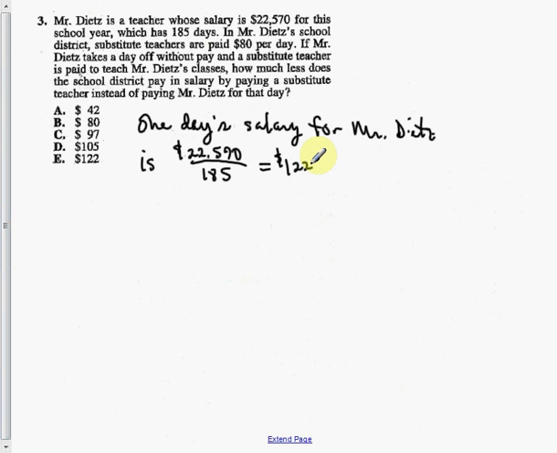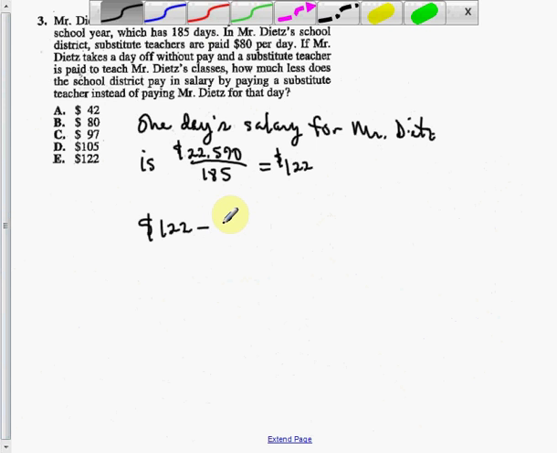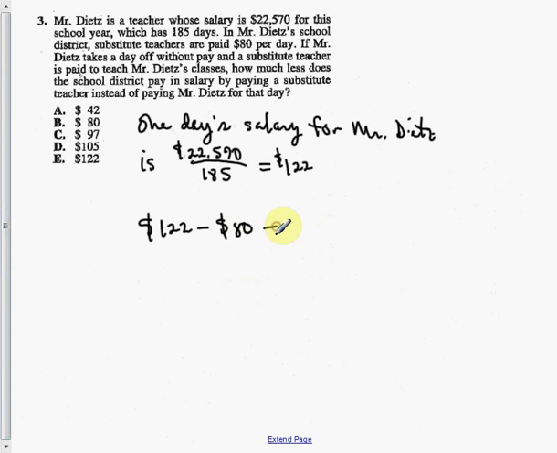And then it says how much less does the school district pay in salary by paying a substitute teacher instead of the actual teacher. So if the teacher gets $122 and the sub gets $80, the difference you subtract is what you're looking for: $122 minus $80. I forgot to put my dollar sign there. So that gives you $42. That's A. Right? So just because an answer is there doesn't mean it's the right answer.